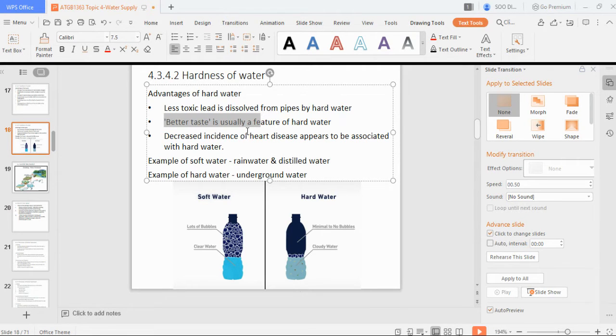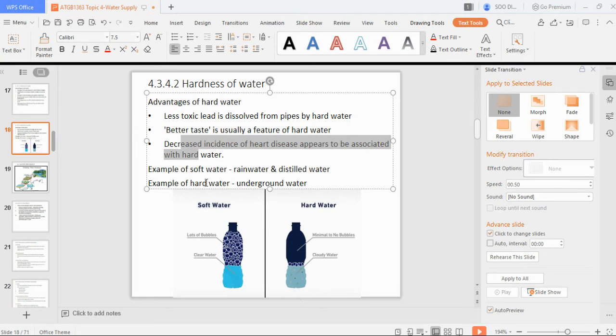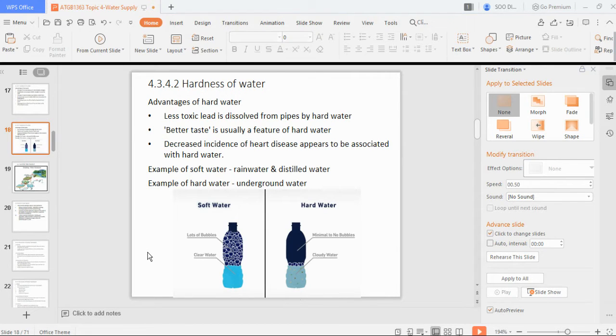Okay, here is one of the features of hard water: it tastes better. Pure water doesn't have any taste, and hard water is actually appealing to us to drink. And also there's a decreased incidence of heart disease when we drink hard water, because hard water contains minerals which our body needs. Drinking hard water is actually very good for us.